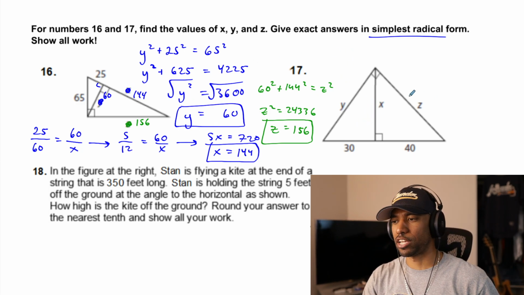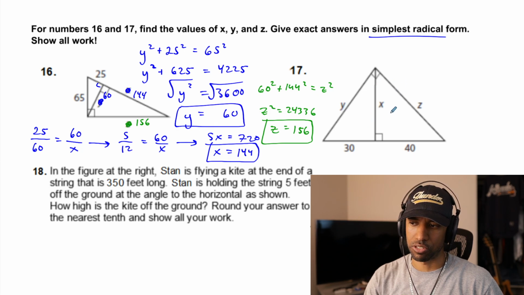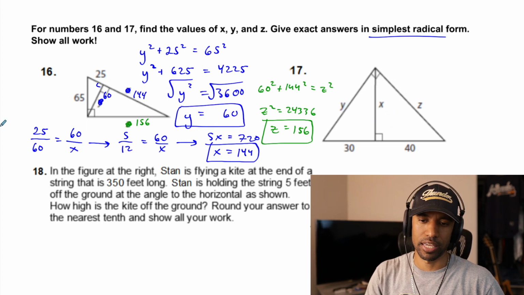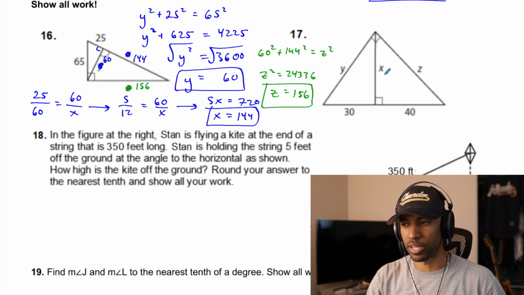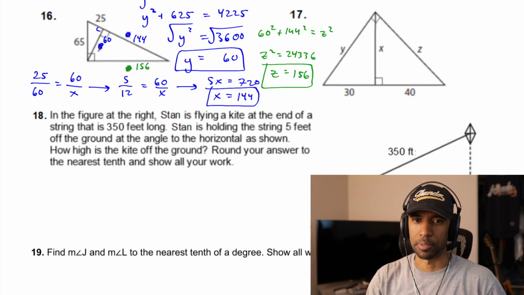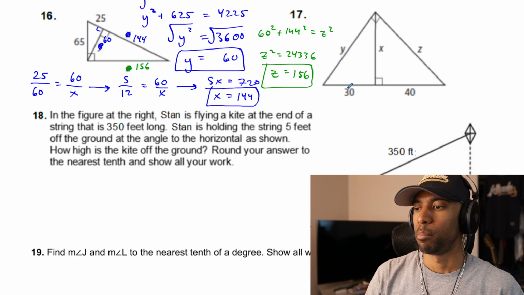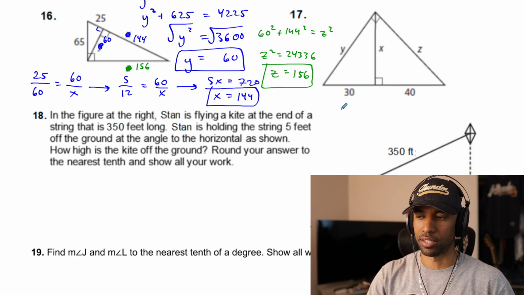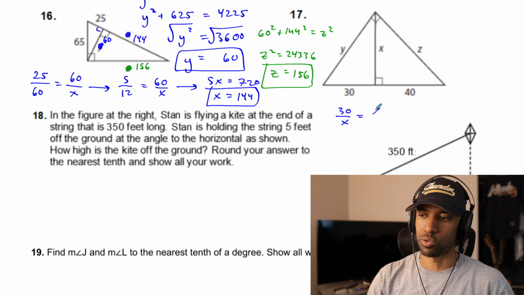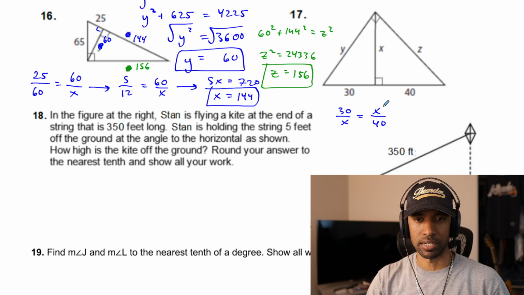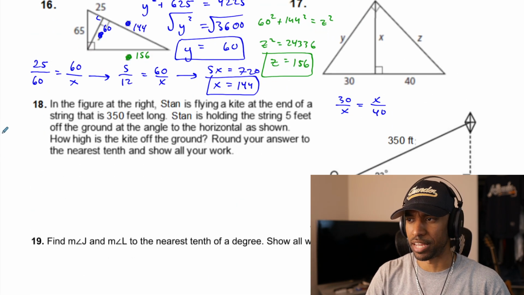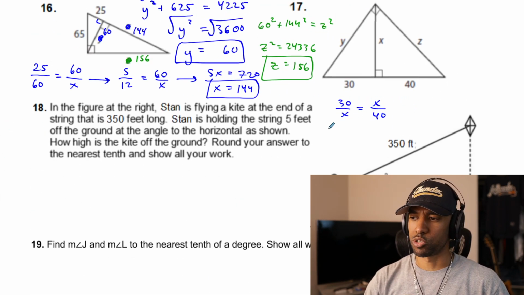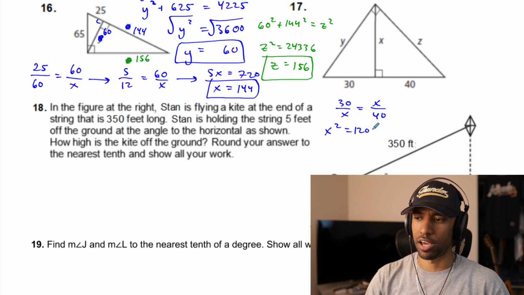All right, number 17, find x, y, and z, kind of the same fashion as before, only now it's a different setup. This time, guys, x is the geometric mean of 30 and 40. That means 30 times something is x, and x times that same number is 40. But I can do 30 over x equals x over 40. That is the geometric mean principle that we are actually going to use at the top of the next page. Anyway, cross multiply, we get x squared equals 1200.